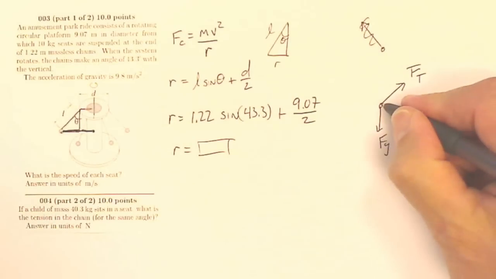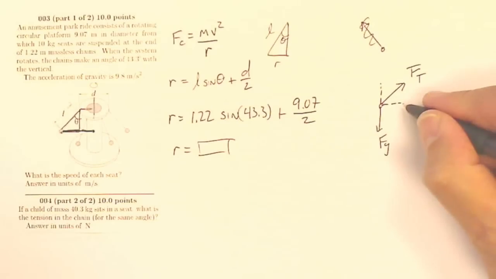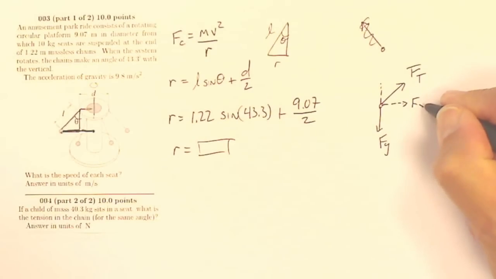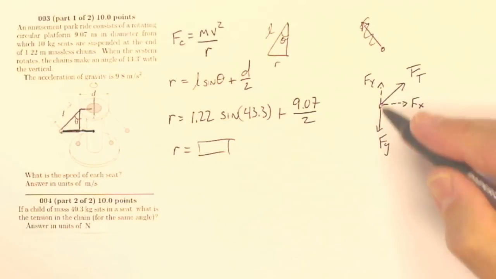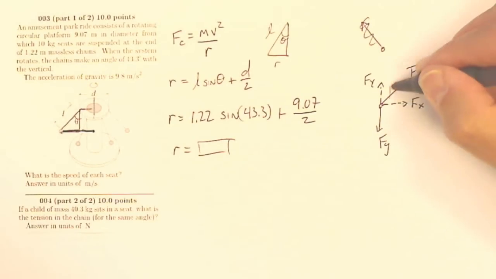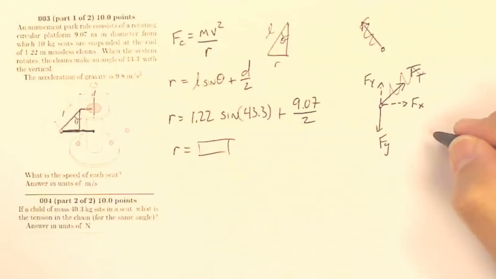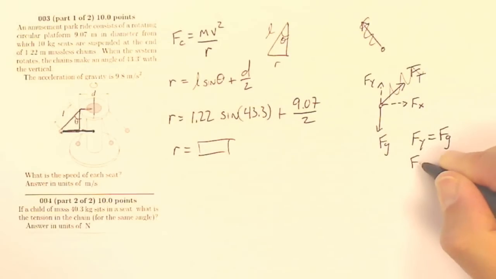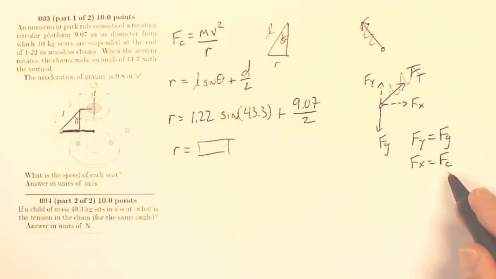This tension can be split up into an x component and a y component. So this is going to be my force x, and this is going to be my force y. Normally I wouldn't draw these on the same free body diagram, but I'm going to do my components instead of my tension, so I don't even need my tension now. What I know is that my force in the y direction has to balance out my force of gravity, and my force in the x direction is that unbalanced centripetal force that makes it go in a circle.